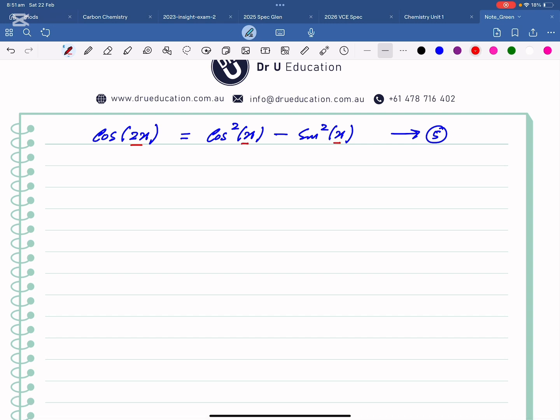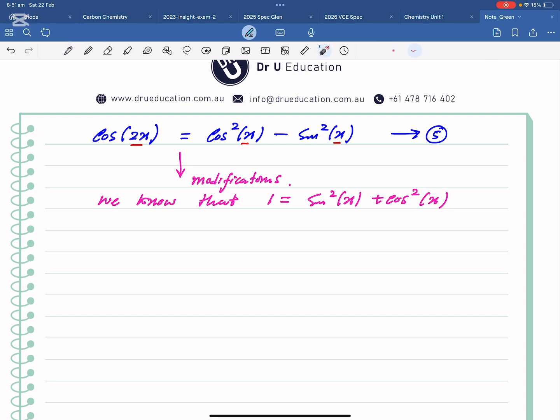Now, we will try to understand a few modifications. We know that 1 is equal to sine squared x plus cos squared x. Right? Now what I'm going to do is this. You can see cos squared x here. I'm going to subtract cos squared x from here, which is going to be 1 minus sine squared, right? So I'm going to replace this guy here.